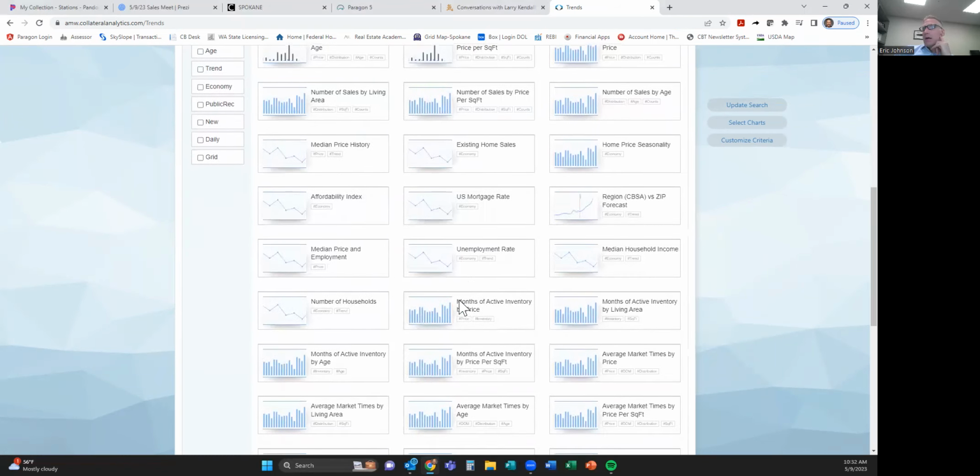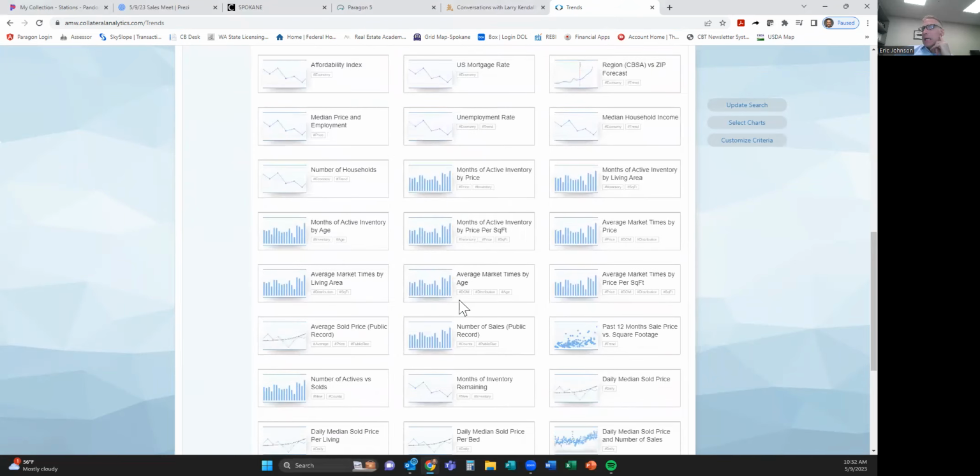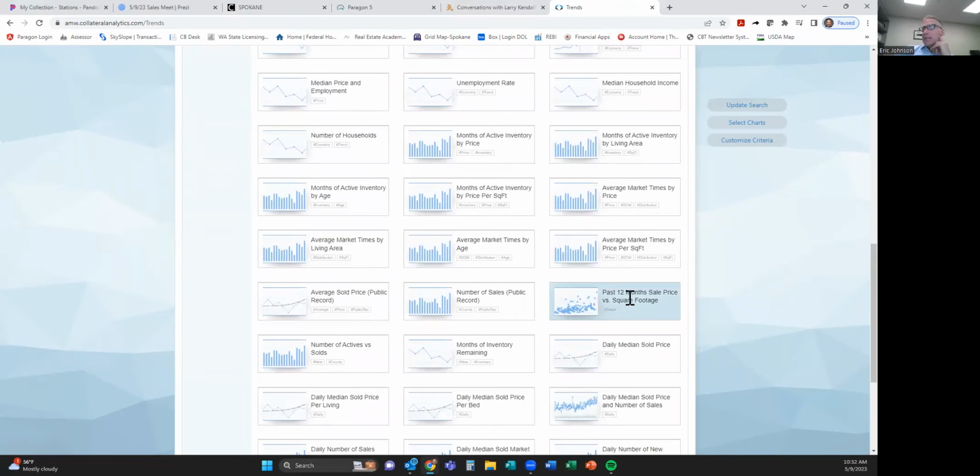But I'm going to go down here, and the one I really like is this past 12 months sales price versus square footage. I find this to be very useful when you're presenting pricing because it gives you a trend line and they can see kind of what's going on by square footage. And I've found this trend line to be actually very accurate. And so from there, I have my charts selected, and there's a million in here. You can use which ones you like. You don't have to just use these ones. These are the ones I'm comfortable with explaining.